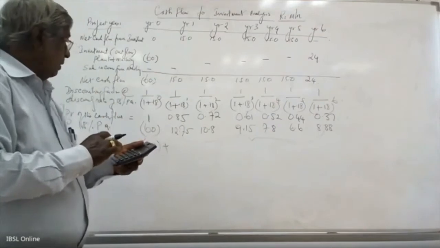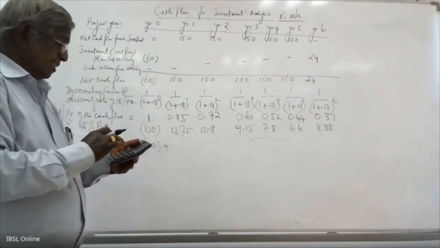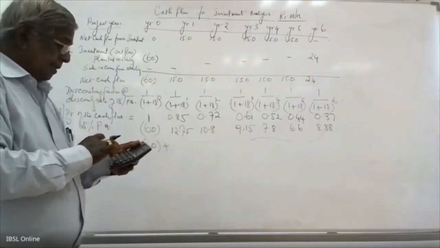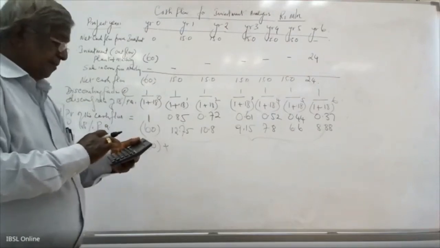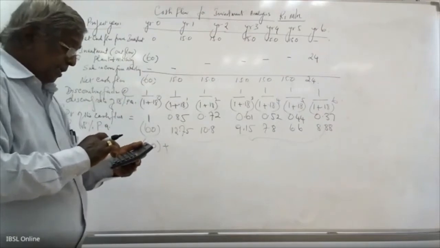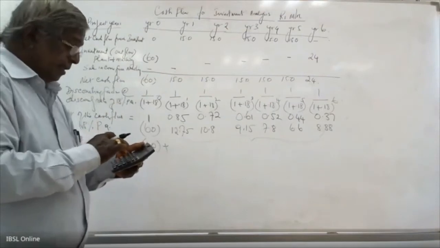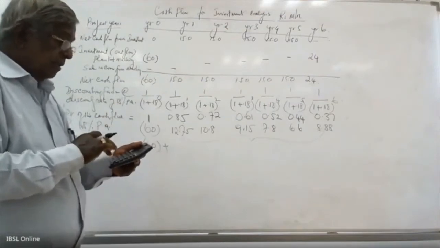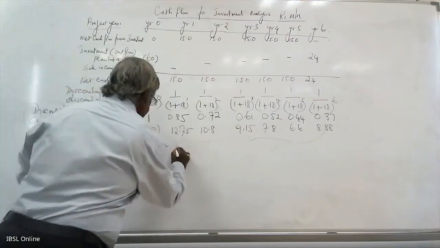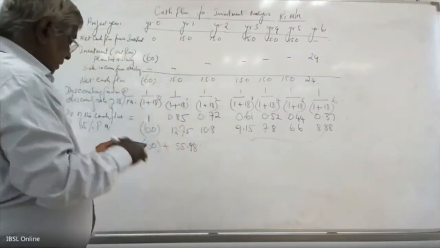12.75 plus 10.8 plus 9.15 plus 7.8 plus 6.6 plus 8.8. That gives 55.98. Total, whether it is correct.